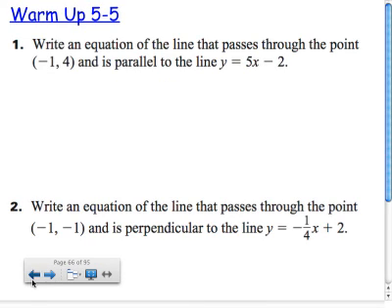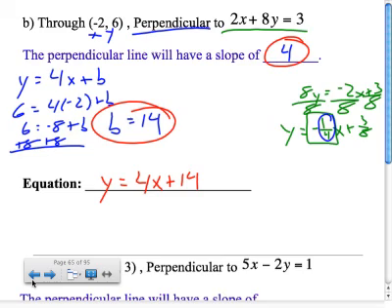Okay, so that's really all we're looking at here in section 5. It's still writing equations, but now instead of me telling you the slope, or instead of me giving you 2 points to find the slope, you have to know what it means for two lines to be parallel or to be perpendicular. You'll use that to find your slope, and then it's no different than what we've been doing for the first 4 sections of this chapter.